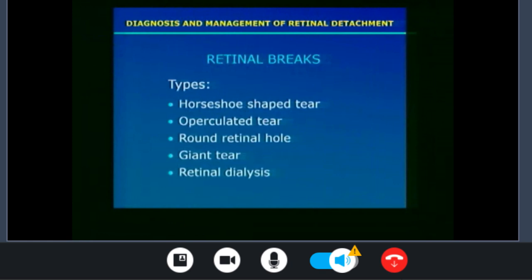Type. If you look at the retinal breaks, the retinal breaks can be horseshoe-shaped tears. So horseshoe tears are the result of what? PVD. Operculated tear, PVD. Round retinal holes, these are holes that develop in atrophic retina, and the risk of detachment in these holes is very low. Giant tears and retinal dialysis.